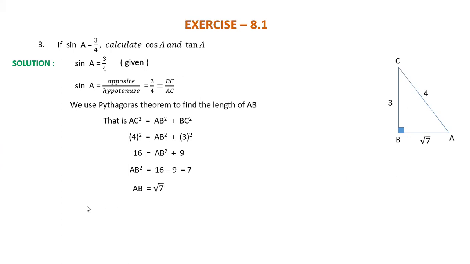Let's write the ratio. Cos. What is cos? Adjacent upon hypotenuse. Which angle are we talking about? A. Adjacent is root 7, hypotenuse is 4. So root 7 upon 4. Tan is opposite upon adjacent with respect to angle A only. So opposite is BC and adjacent is AB. So 3 upon root 7. So these were the two values which we were asked. So we have calculated the two values.